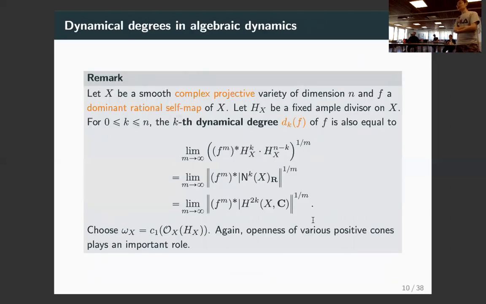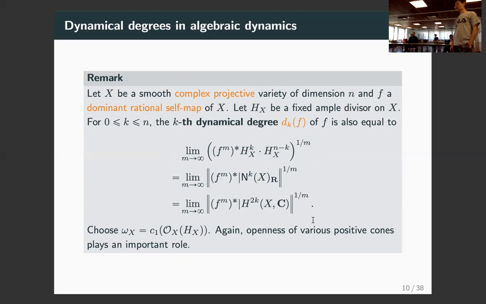Okay, so this is for complex dynamics for the meromorphic map of complex Kähler manifolds. So we are interested in the algebraic setting. If X is a smooth complex variety, and f is a dominant rational self-map, and now we choose the ample divisor H_X, then the k-th dynamic degree is also equal to the following limits.